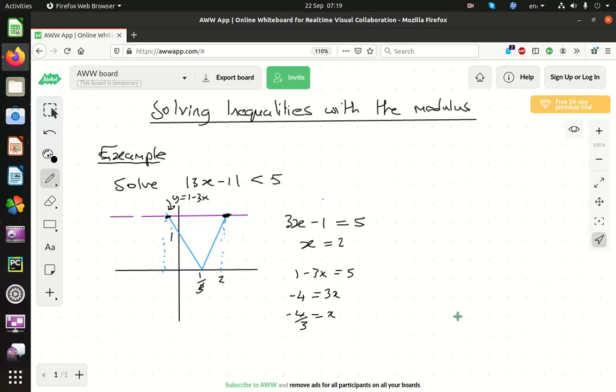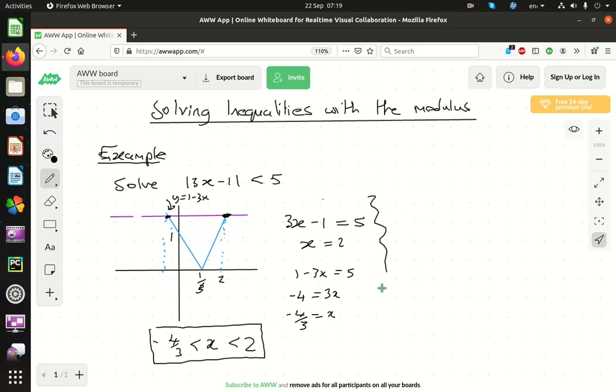Cool. I can now solve this, because I want the modulus of 3x minus 1 to be under 5. Well, that happens provided minus 4/3 is less than x, which is less than 2. We have a bounded inequality for our answer.